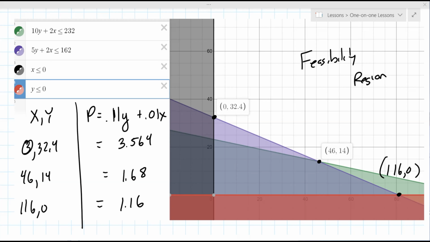Okay, it didn't like 32.4. What did I grab wrong? 10 and 2, 5 and 2, 232, 162. Yeah, it doesn't like 32.4. I wonder if it's the other number.